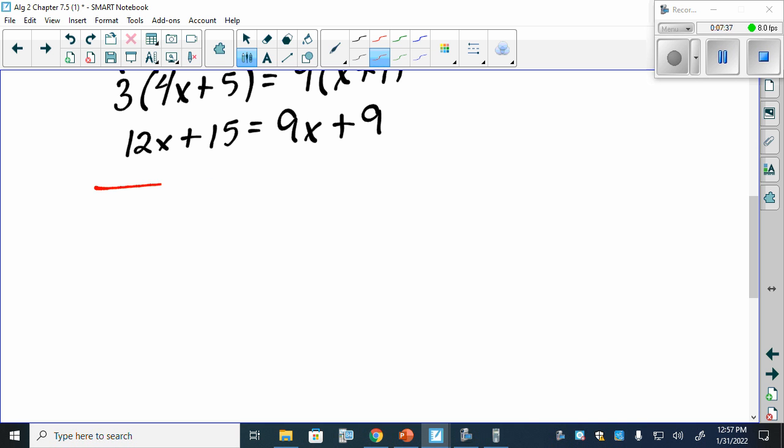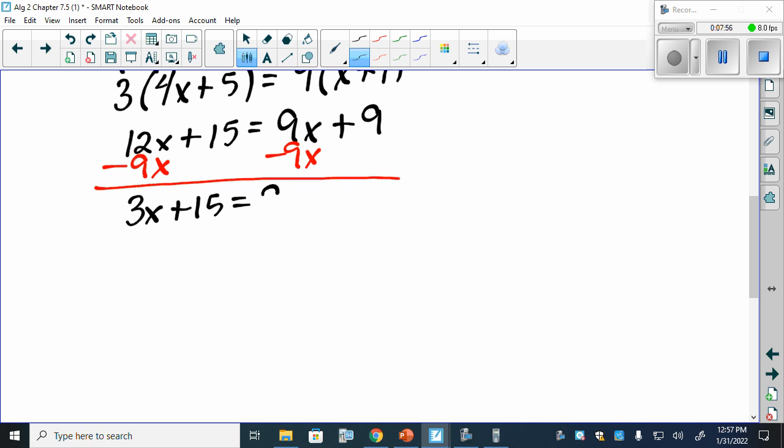Now what can we do next? We can subtract 9x from both sides, yes. And if we subtract 9x from both sides, 12x minus 9x would be 3x, plus 15 is equal to 9.